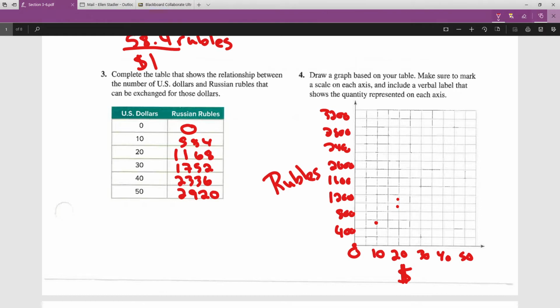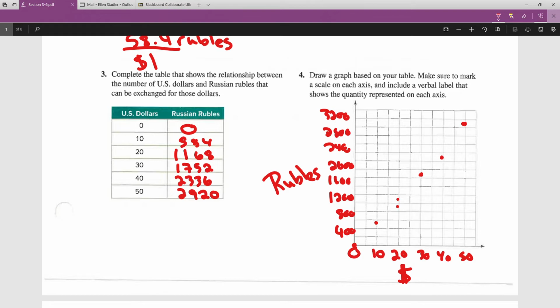So we did 20. At 30 we have 1,752, so roughly there. At 40 we have 2,336, so roughly there. And at 50, we have 2,920, so almost up to 3,000.